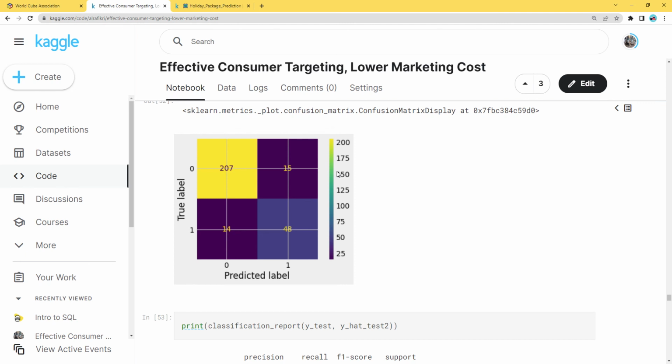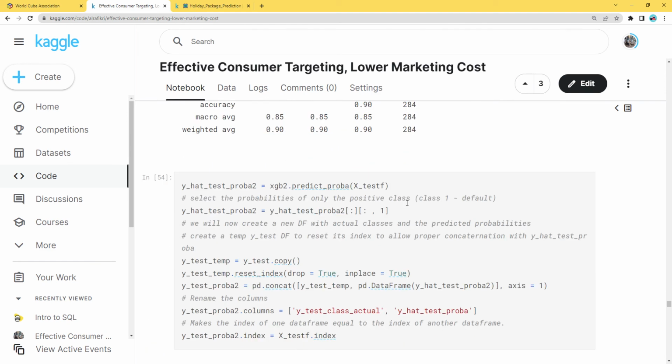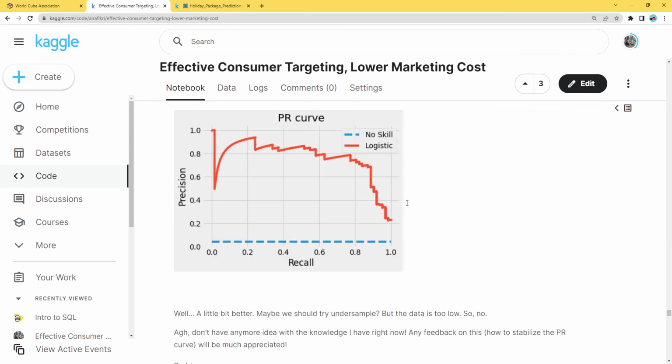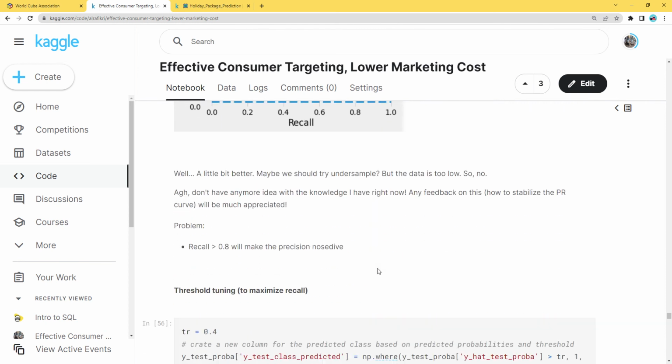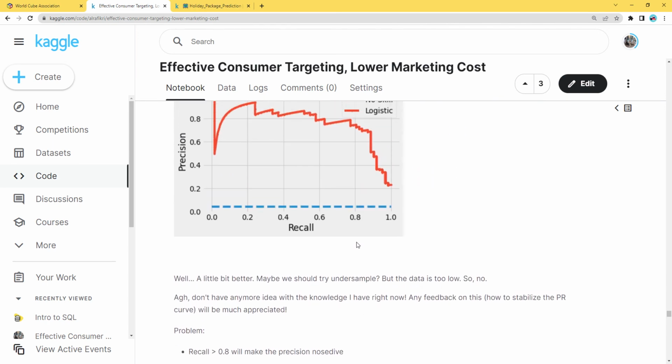We have 48 true positives predicted, and we have fewer false positives and fewer false negatives. And the classification report actually increased for the precision when predicting the positive class. But the problem is here. It's still here. The PR curve really dives down when the recall is more than 80. So I don't understand why. Any feedback on this will be very much appreciated, guys.